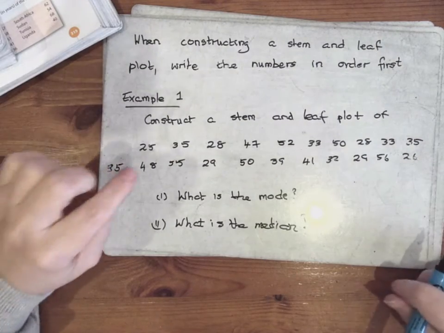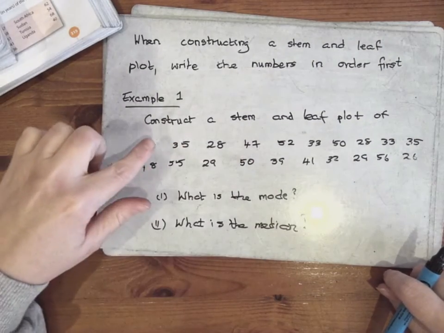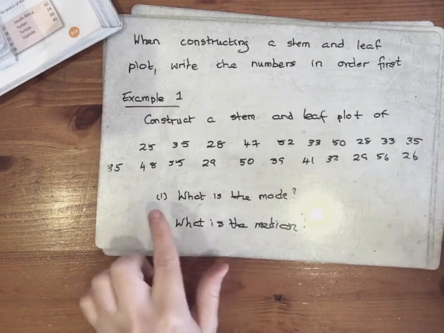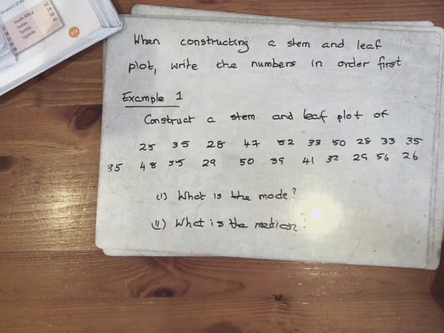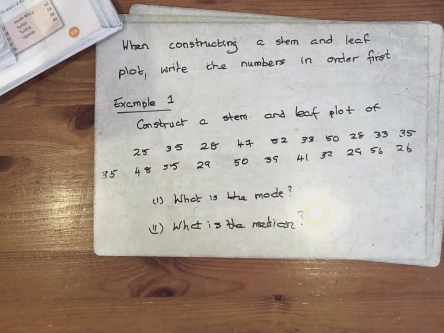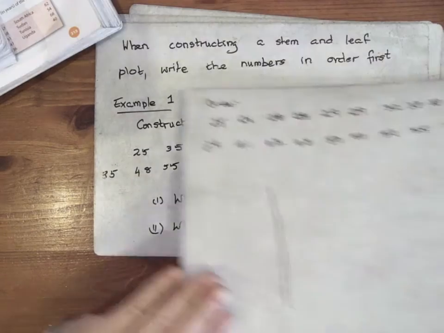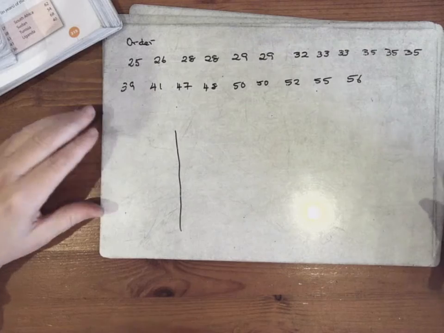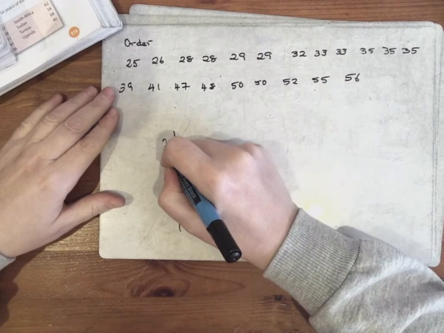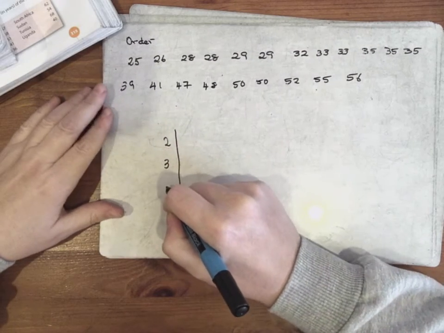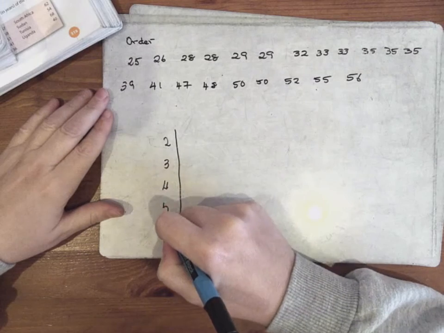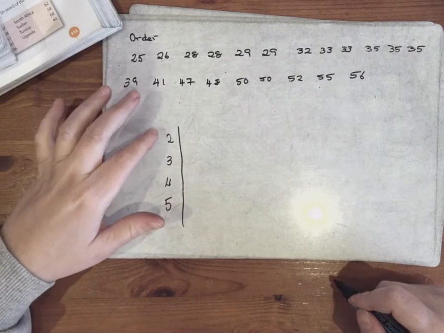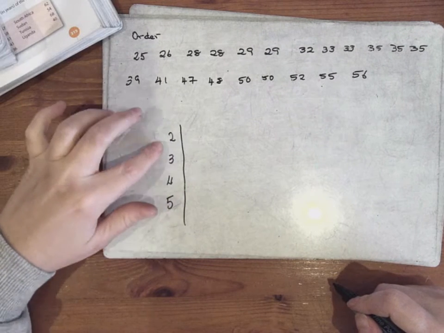And here's an example. Construct a stem and leaf plot of all these numbers here, and when you finish, write down what the mode is and what the median is. You can pause there to take that down. I have written it in order first. So I have numbers in their 20s, 30s, 40s, and 50s. So I started at 2 and I finished at 5. You can start and finish anywhere, as long as this counts.